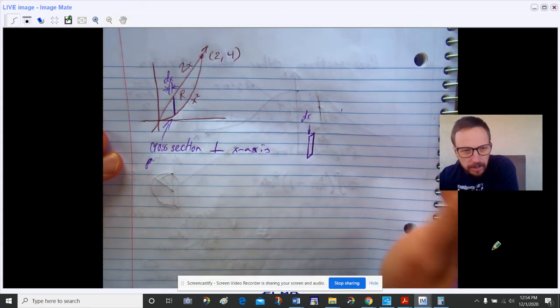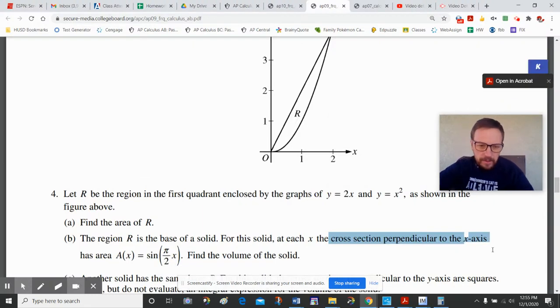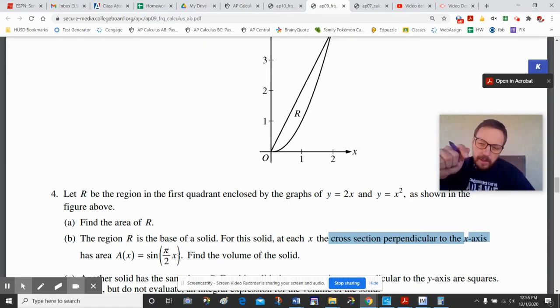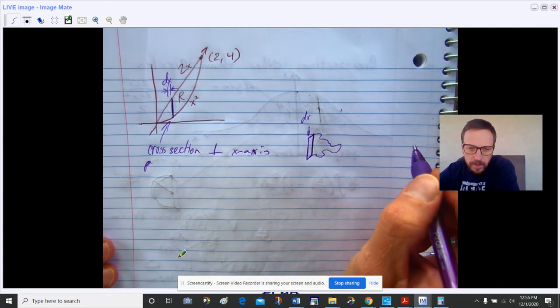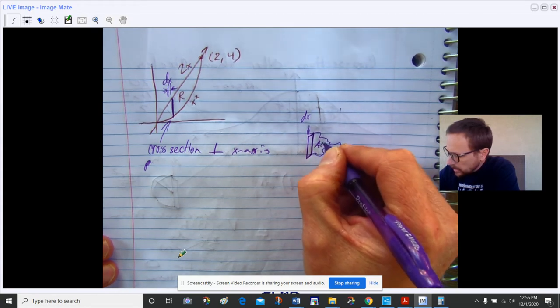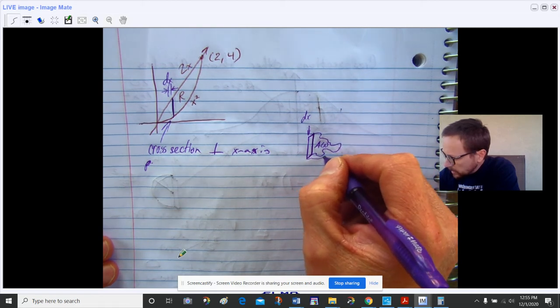Dx, that little bit of distance right there. So dx, and then it's going to have some weird shape. Because if we take a look here, it says the cross-section perpendicular to the x-axis has an area of this. Now, this is really interesting because whatever shape this is, it is some kind of weird shape. It doesn't matter what it is. This section has an area of A sub A of x, meaning that whatever is going on right there.